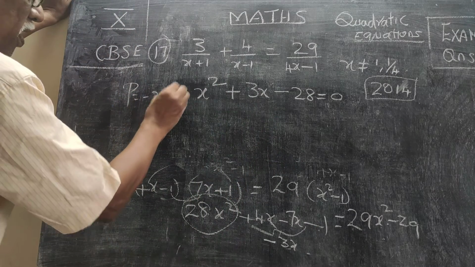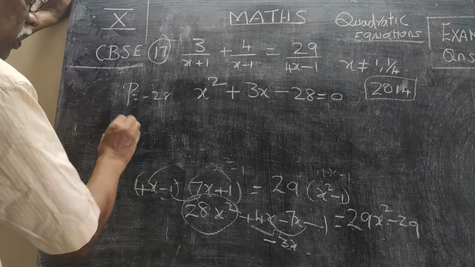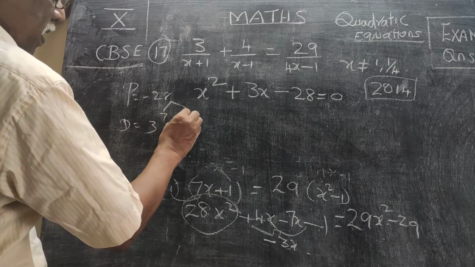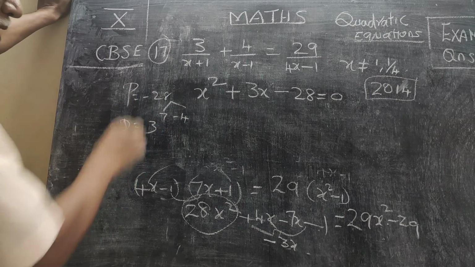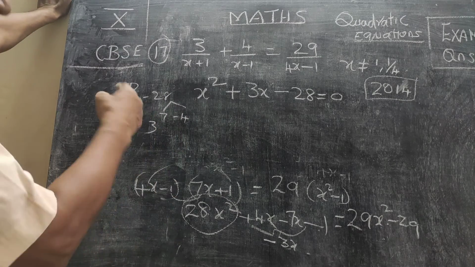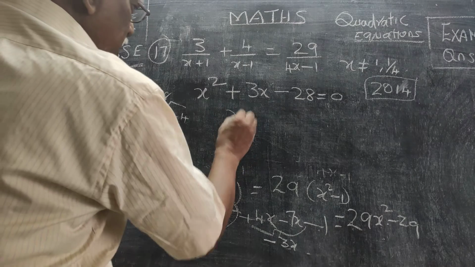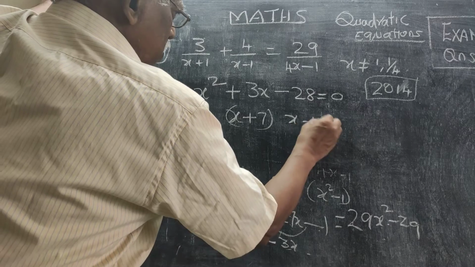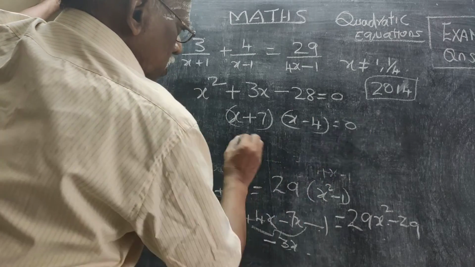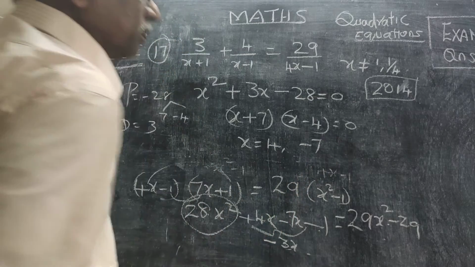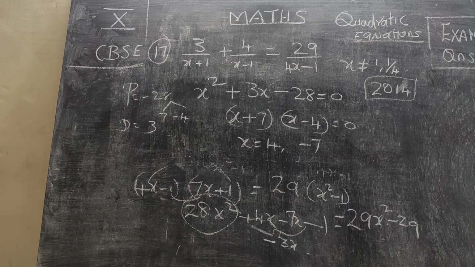Product is minus 28 and the difference is 3. So 7 and minus 4. 7 into minus 4, minus 28. The difference of 7 and 4 is 3. So it satisfies both. Therefore, the answer is x plus 7 and x minus 4 equal to 0, which means that x equal to 4 or minus 7. Question number 17 is very simple, usual thing.